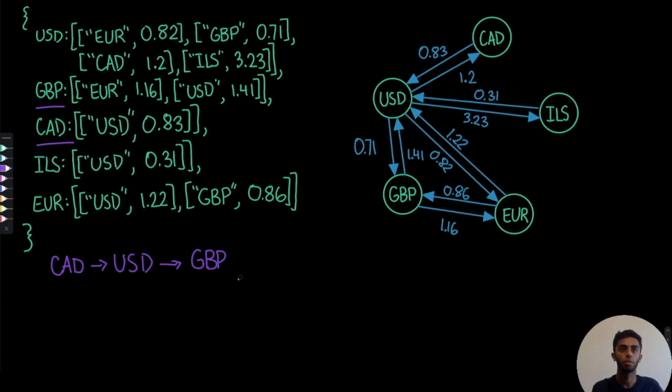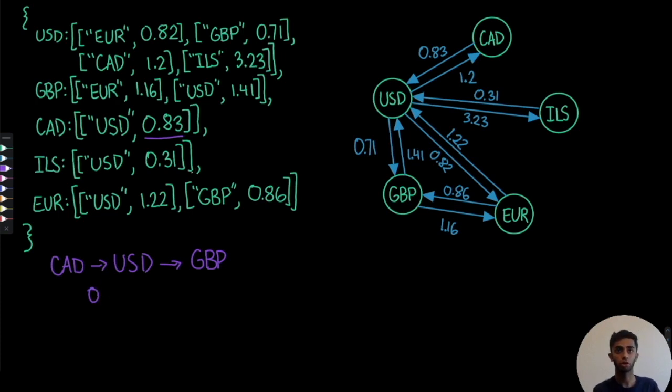So we want to figure out what is the overall exchange rate here. So to go from Canadian dollars to US dollars, let me erase these values and underline what we're doing. So Canadian dollars to US dollars is right here, 0.83.